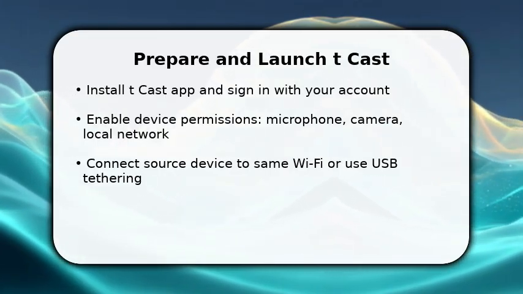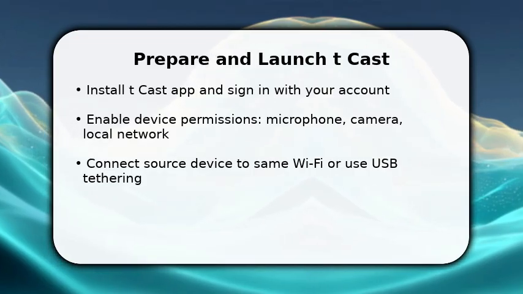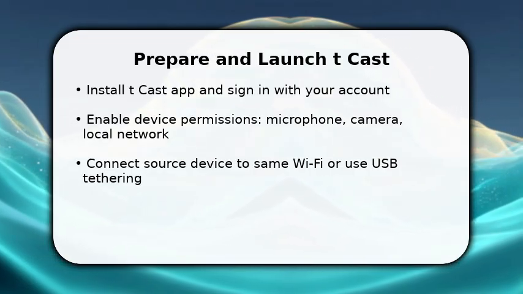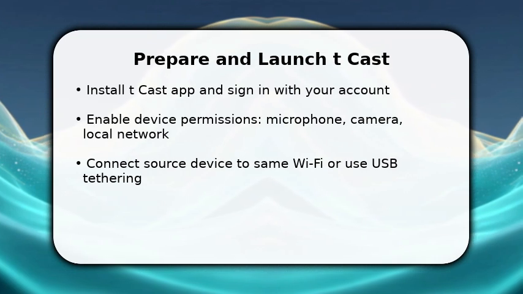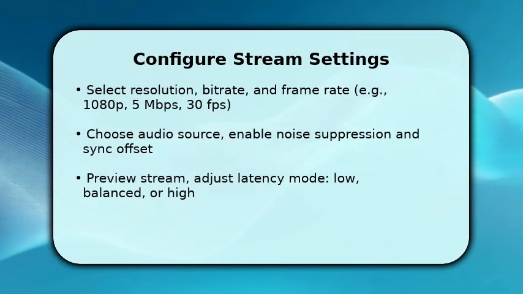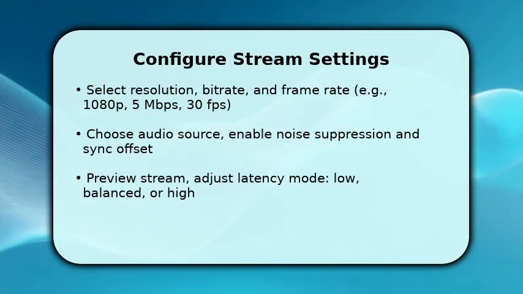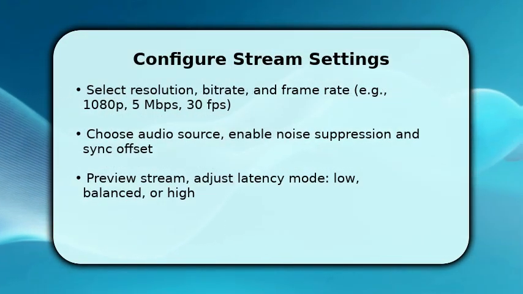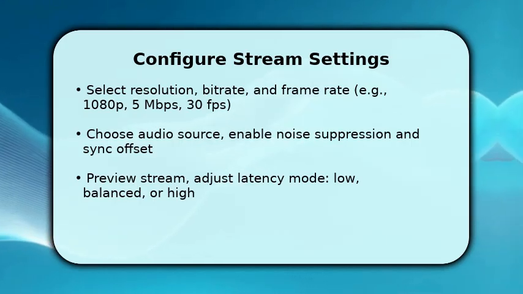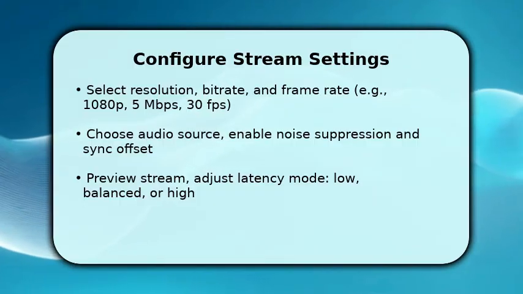Now open the TCast source panel and select the content you want to share. You're ready for the next steps. You now configure the stream. Pick resolution, bitrate, and frame rate that match both network capacity and the receiver's capability. Then choose the audio input and enable noise suppression so voice stays clear. Set a small audio sync offset if lip sync drifts.